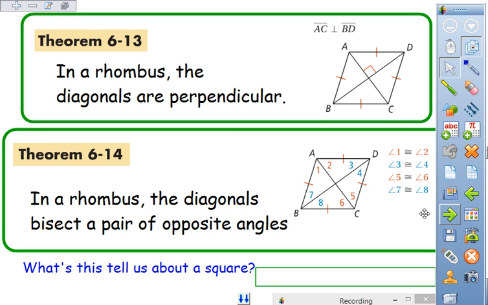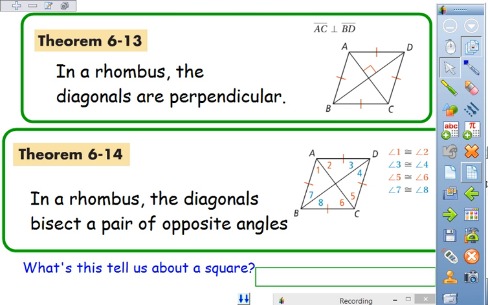So here are some theorems. Theorem 6-13. In a rhombus, the diagonals are perpendicular. A diagonal cuts from vertex to vertex, so AC is perpendicular to BD. Theorem 6-14. In a rhombus, the diagonals bisect a pair of opposite angles. So diagonal AC bisects such that angle 1 and 2 are congruent, 6 and 5 are congruent. Diagonal BD bisects the angles, so 7 and 8 are congruent, 3 and 4 are congruent.